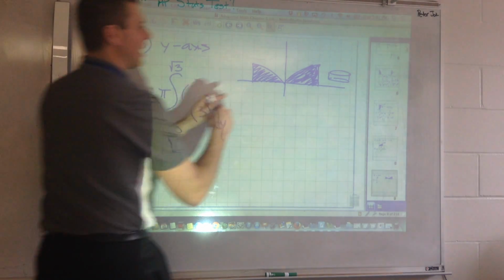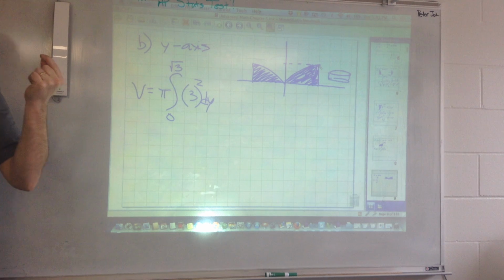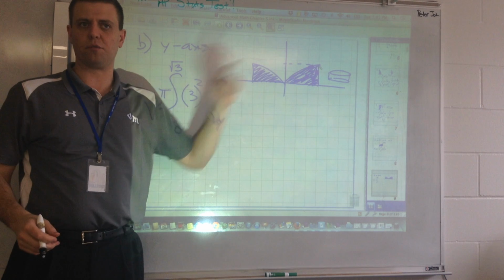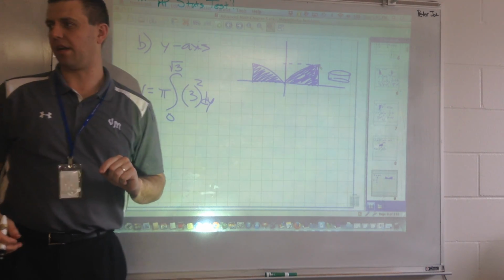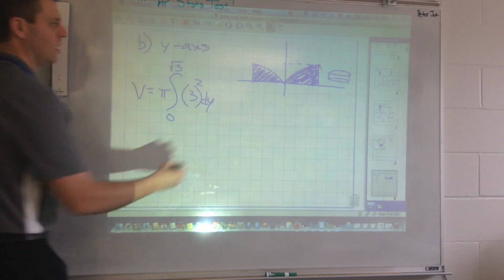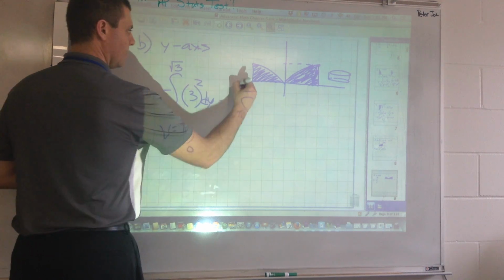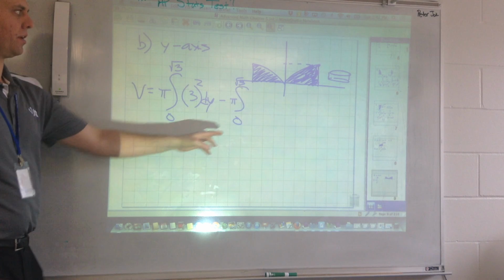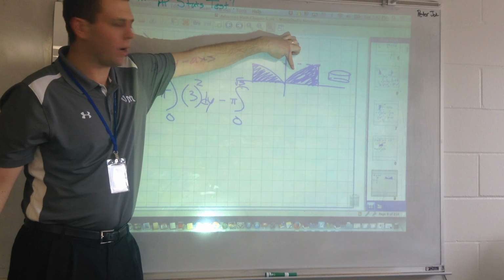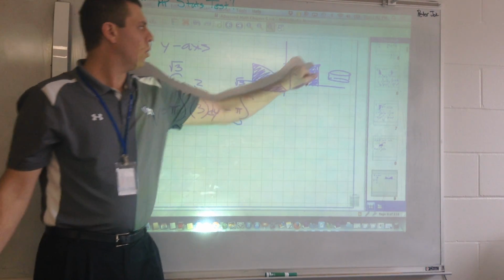Then I want to subtract out that part, rotated. I want to find the volume as if it were complete and subtract out that volume right there. Okay? So it'd be about the y-axis. So minus pi, square root of 3. Well, let's say this was our shaded region, this open white region right here. Let's say we wanted to find just the volume of that. You take the whole and then subtract it.